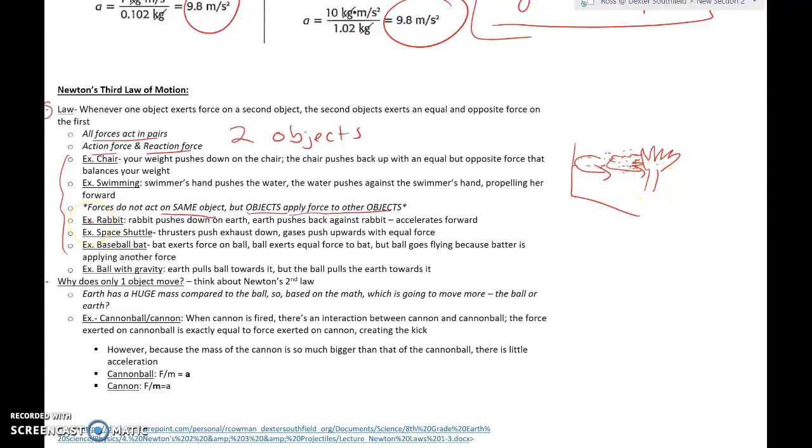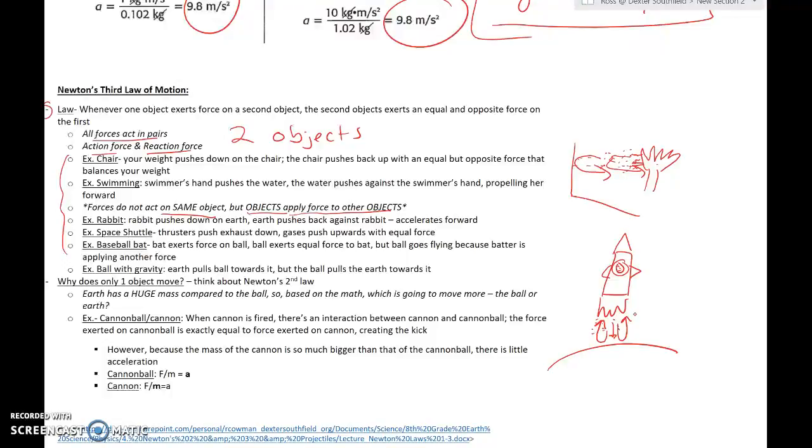So, an example with a rabbit. And this doesn't have to be a rabbit, it can be you. The rabbit pushes down on the earth, and the earth pushes back up against the rabbit, and we see the rabbit jumping forward. With the space shuttle, we've often talked about rocket science. So here's our rocket. There's the person inside the rocket. Those flames come out of the bottom. That is a whole bunch of particles shooting out down towards the Earth. Those particles hit against the Earth, they hit against each other, and they provide a force back up against the rocket, and the rocket accelerates upwards.